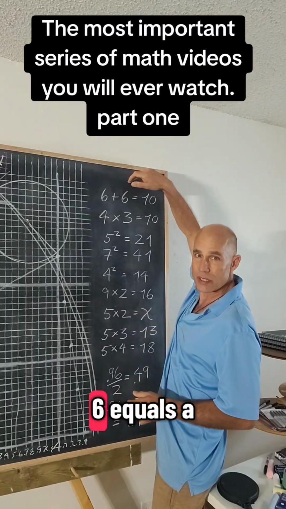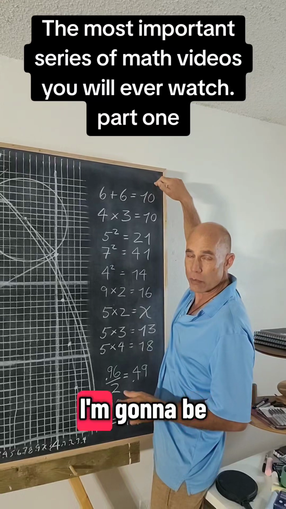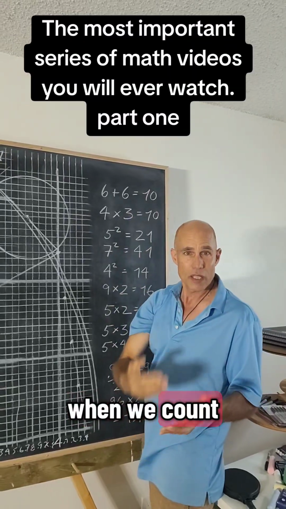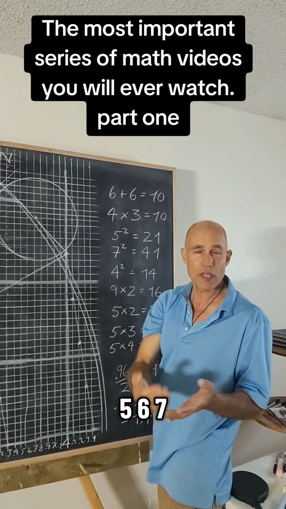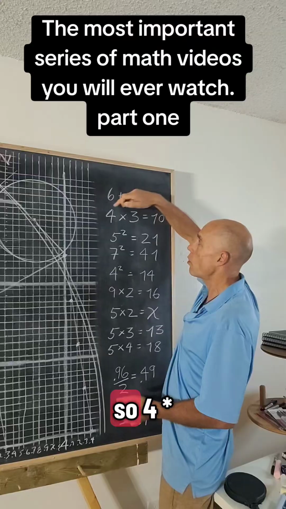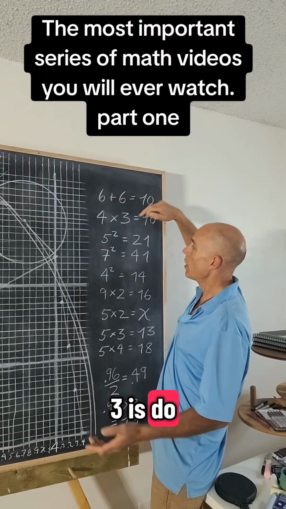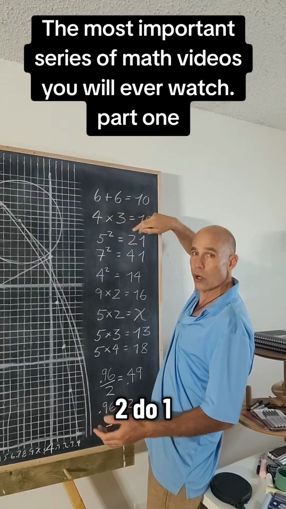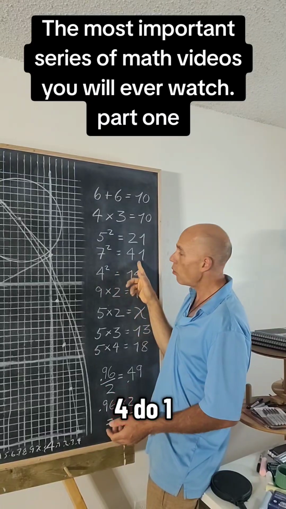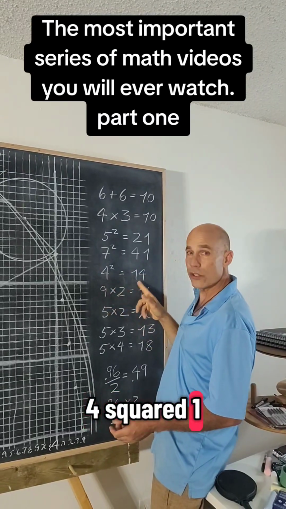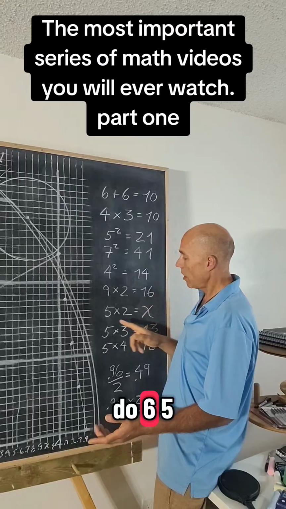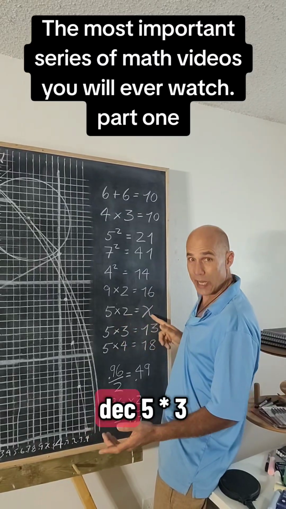So 6 plus 6 equals a dozen, or a dough. I'm going to be referring to a dozen as dough in base 12. When we count, it's going to be 1, 2, 3, 4, 5, 6, 7, 8, 9, dec, L, and dough. So 4 times 3 is dough. 5 squared equals 2 dough, 1. So 2 groups of 12 plus 1. 7 squared, 4 dough, 1. 4 squared, 1 dough, 4. 9 times 2, 1 dough, 6. 5 times 2 equals dec.